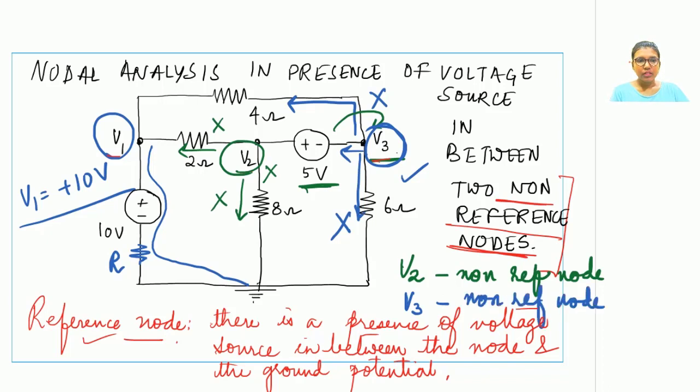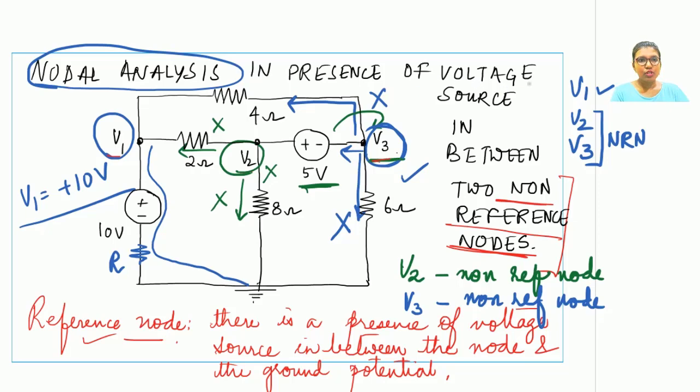So V3 eventually does not qualify to be a reference node, and it comes under the category of non-reference node. So we had 3 nodes in this circuit. They are V1, V2 and V3. V1 came out to be the reference node, whereas V2 and V3 are termed as non-reference nodes. So what is our topic of discussion today? We have to carry out the nodal analysis in the presence of a voltage source between 2 non-reference nodes.